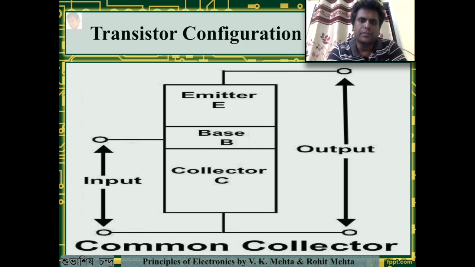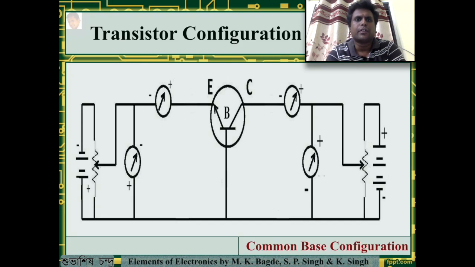Let's move on to the common base mode. This is the circuit that we are going to use to study the characteristics of the common base mode. Let's see the elements of this circuit. The input is provided through a battery VEE. The output is provided through a battery VCC.